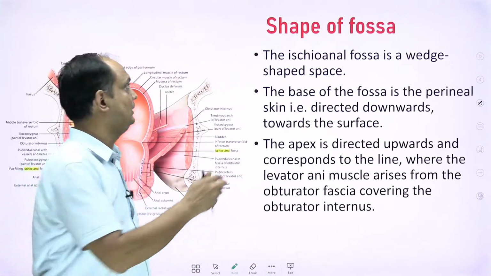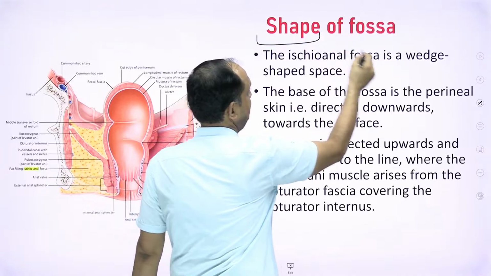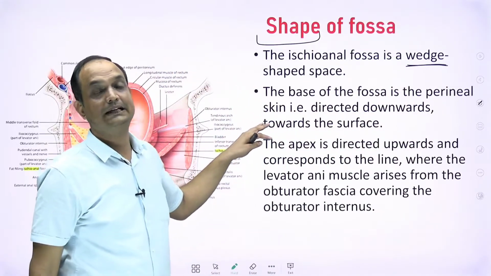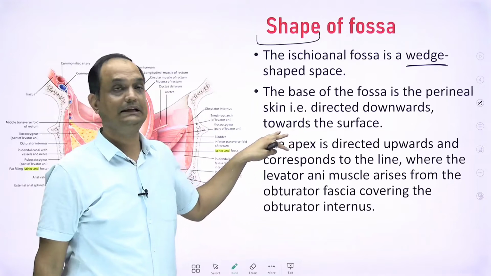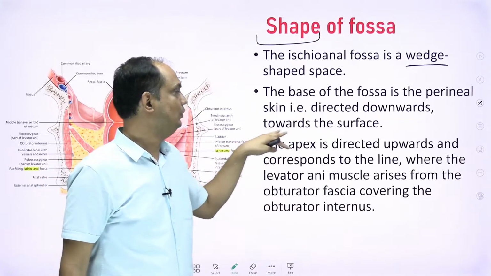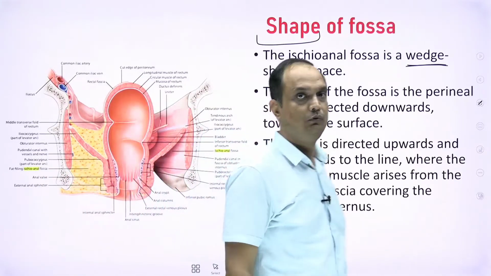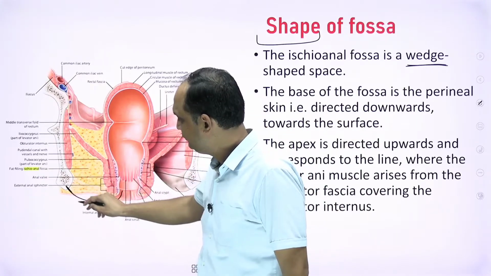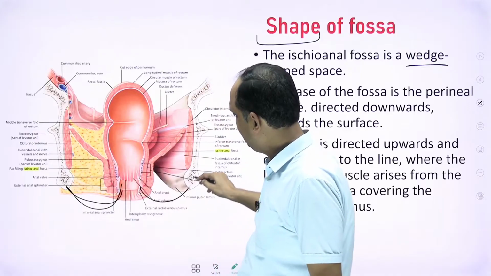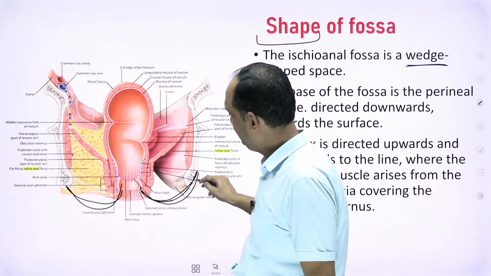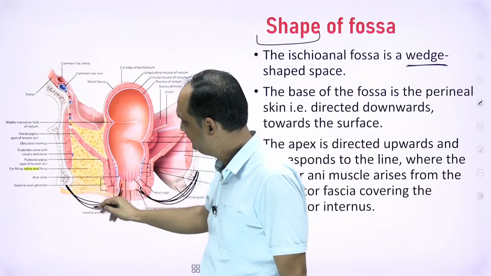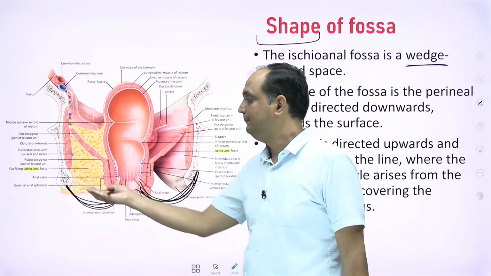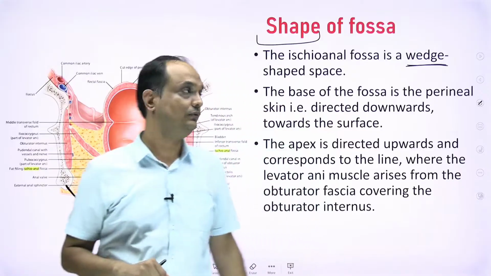So when you talk about the shape, it is wedge-shaped. The base of the fossa is formed by the skin around the perianal region, and it is directed downward towards the surface. So what is the base? This is the base of your fossa. On both sides you have the skin around the anal canal, known as perianal skin, and this perianal skin forms the base of the ischioanal fossa.